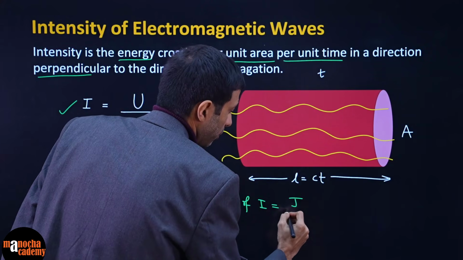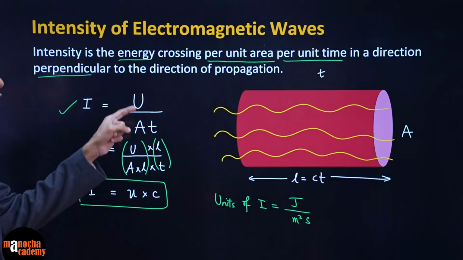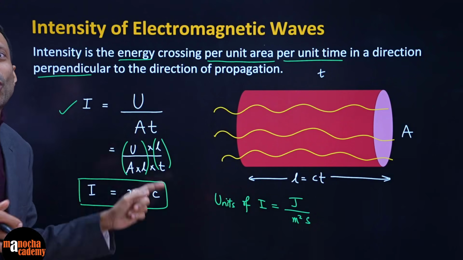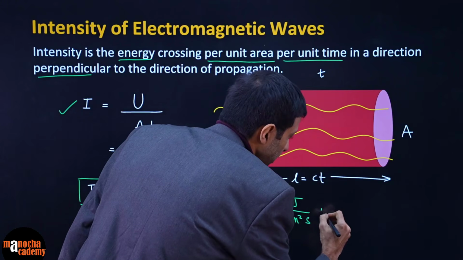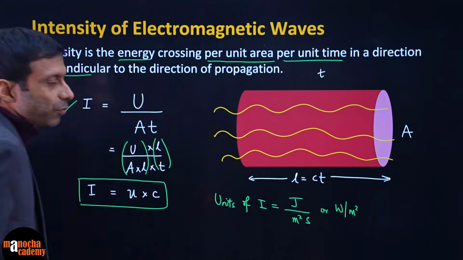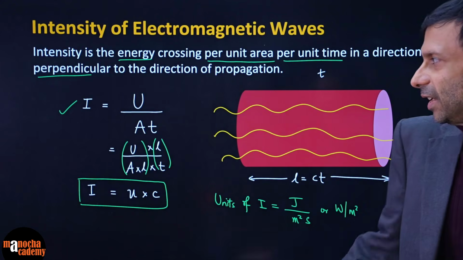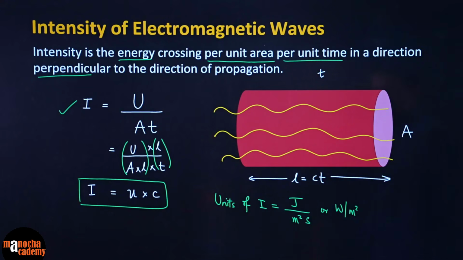Because you can see energy, one simple unit will be joules per meter square per second. But you know joules per second is watts. So we can also write this as watt per meter square. Joule per second is watt, divided by meter square. Clear? So the unit of intensity will be very easy from the formula.